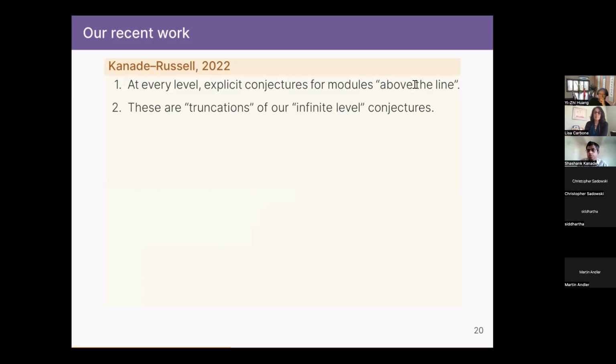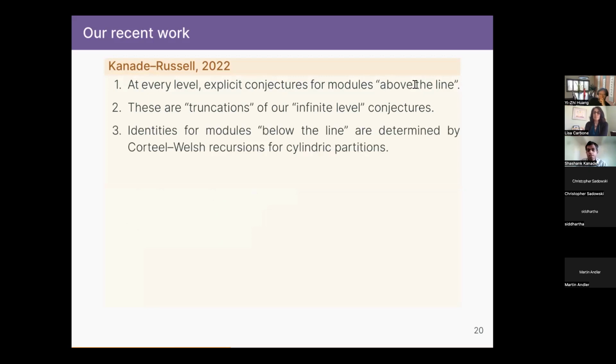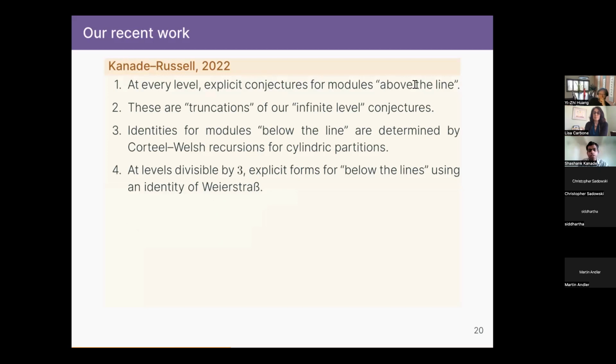These are truncations of infinite level conjectures, and identities for modules below the line are determined by what are called Corteel-Welch recursions for cylindric partitions. And at levels divisible by 3, explicit forms of below the lines are known by some other circle of ideas using an identity of Weierstrass. And this 3 is interesting. It's the dual Coxeter number. So things always go wrong when you are divisible by that, or really if you have a factor common with that.